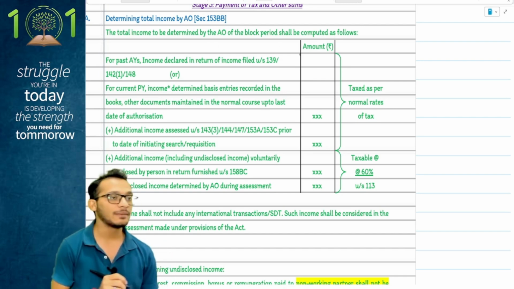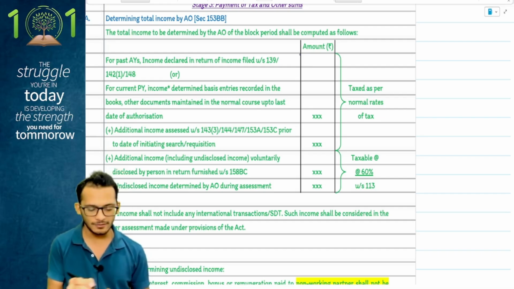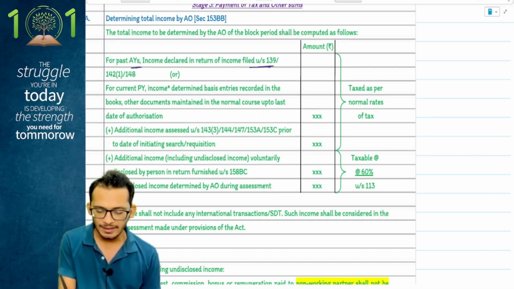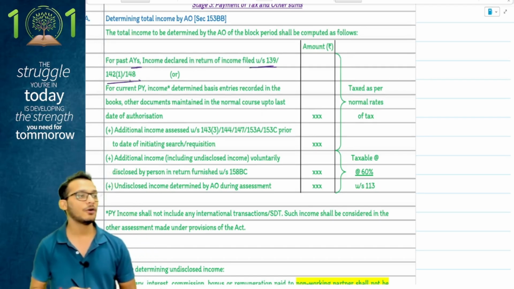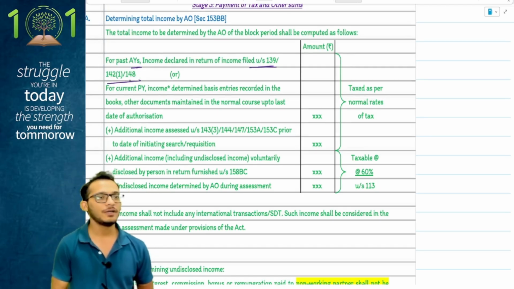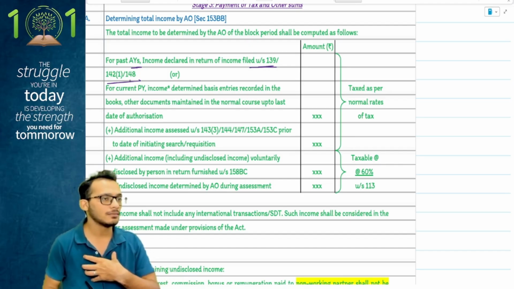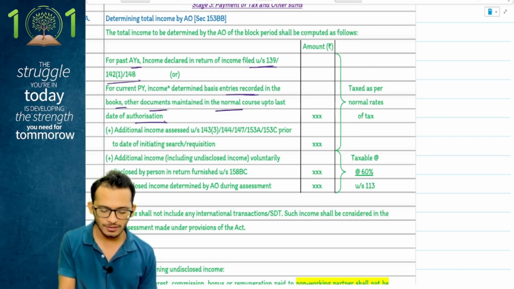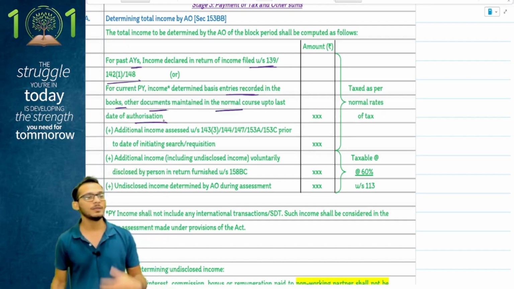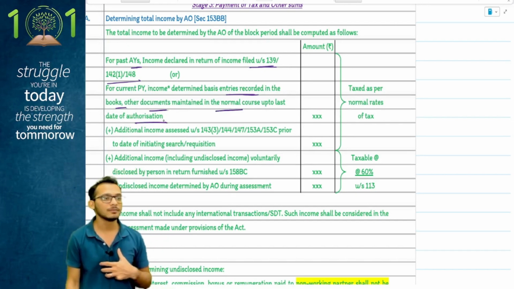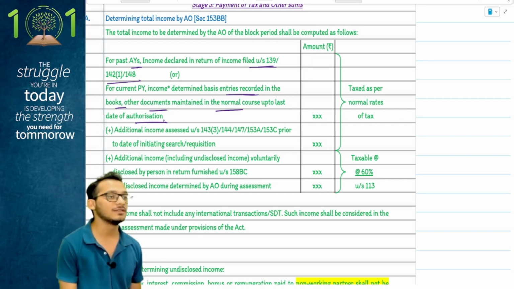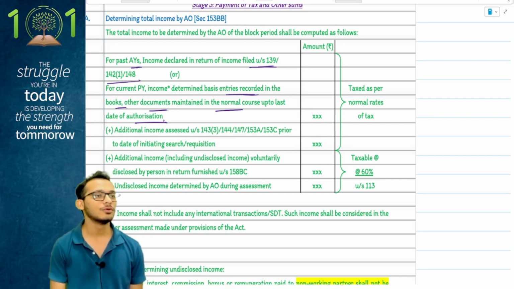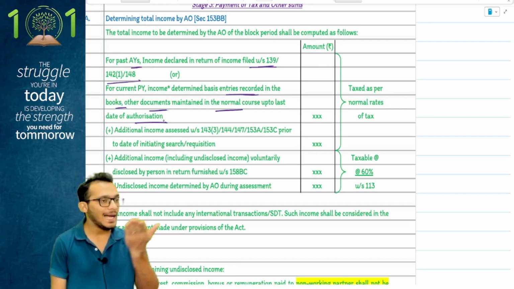For the total income to be determined for the block period, the total income will be determined as follows. For the past assessment years, the income declared in the return filed under 139 or 142(1) or 148, what I filed as my return, or for the current previous year, income determined basis entries recorded in books and other documents maintained up to the date of authorization. People, for the current year, I asked you to file a return for April to October, or April to January. For that, income is yet to be determined. What will they do? They'll prepare an ad hoc statement by using the actual data in the books.